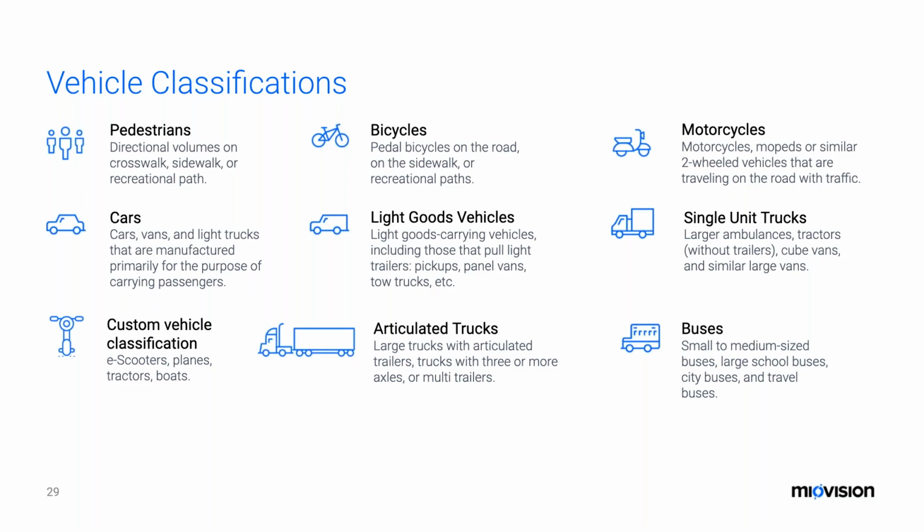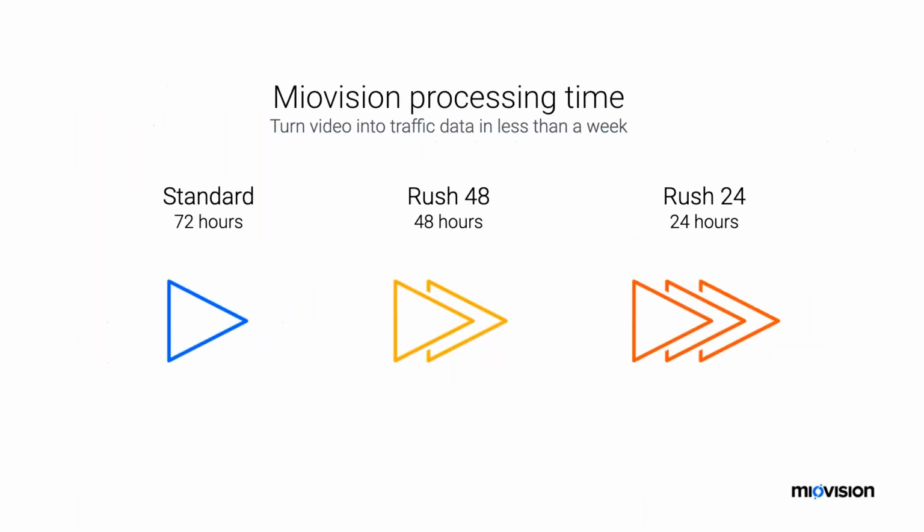If it's a new custom class, we'd have to do some trials, some test runs. So you might be asked to provide some sample video, and then we can help make that happen. It just might take a little time to get that custom class into your portal when you upload. Finally, at Miovision, we do standard turnaround of 72 hours or less, but if you need that data sooner, you can select 24 or 48-hour turnaround.